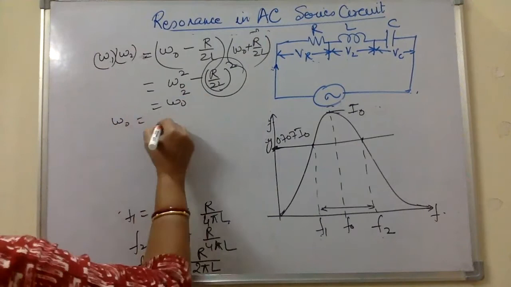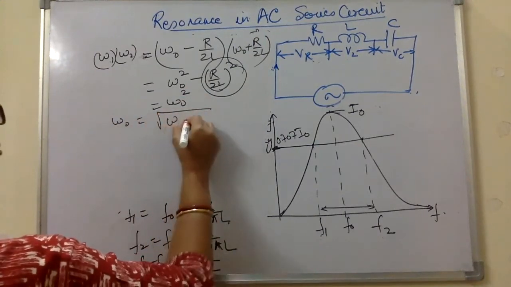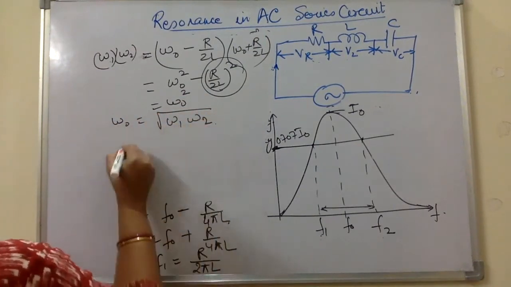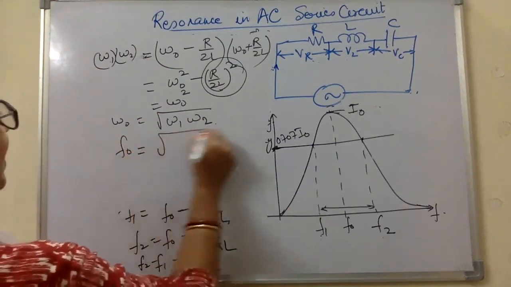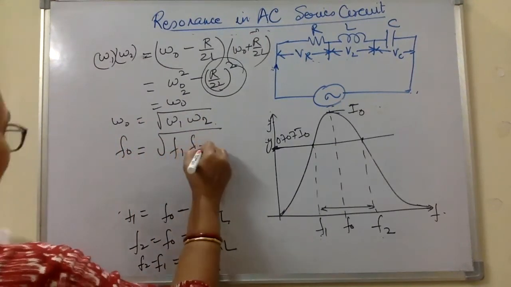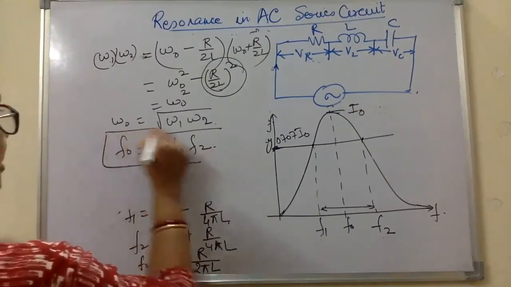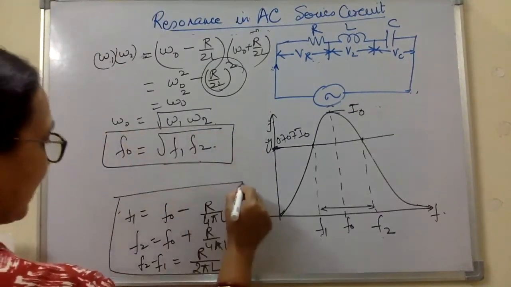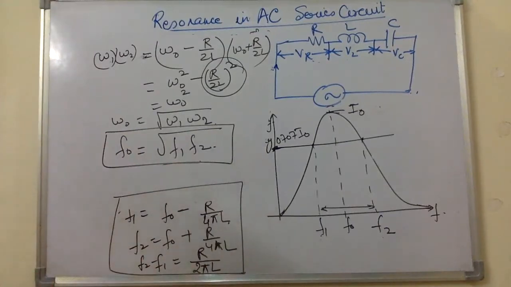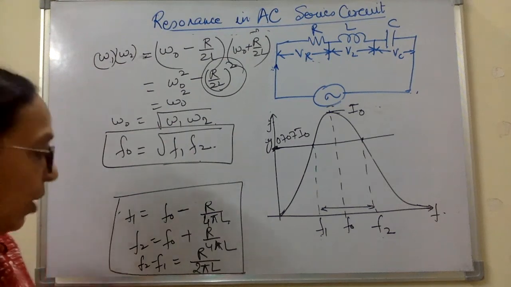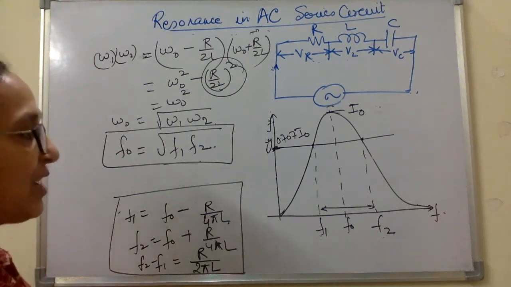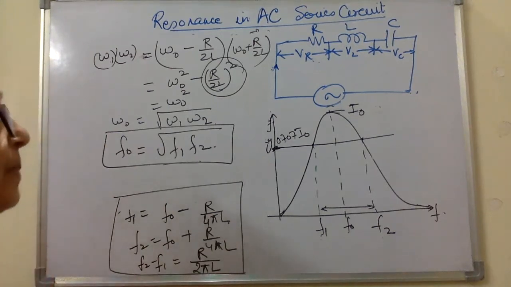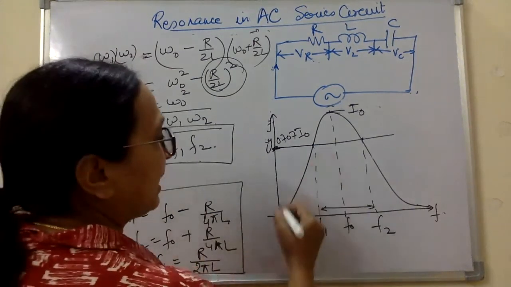So omega 0 is nothing but under root of omega 1 into omega 2, or F0 can be given as under root of F1 into F2. So this is one more expression we have got, and these are the expressions over here. So this is the bandwidth of the given circuit, and you can find out how the circuit behaves at resonance and the bandwidth.